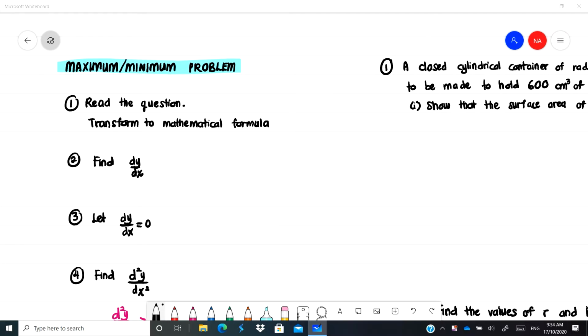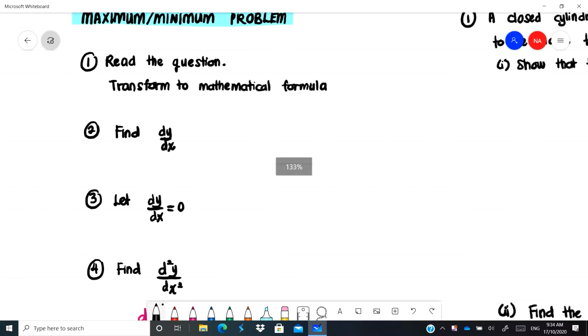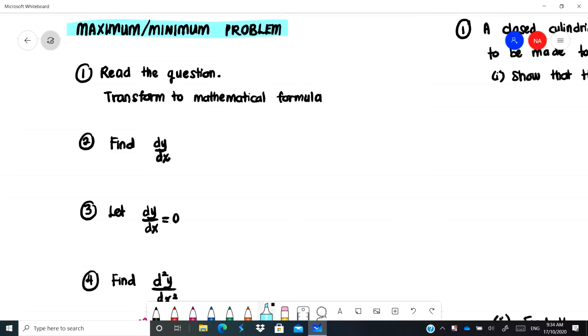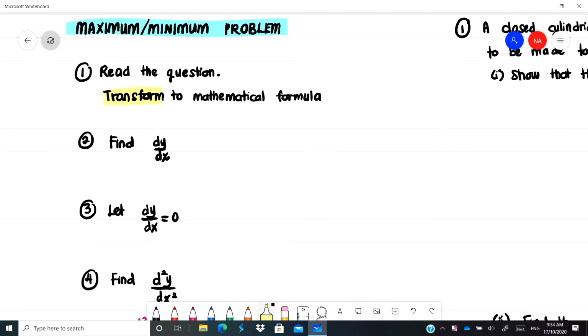In this video we are going to discuss the maximum and minimum problem, which is an application of differentiation. Before solving the questions, firstly we have to read them carefully, and then transform the sentences into mathematical formulae, depending on what the question is asking.